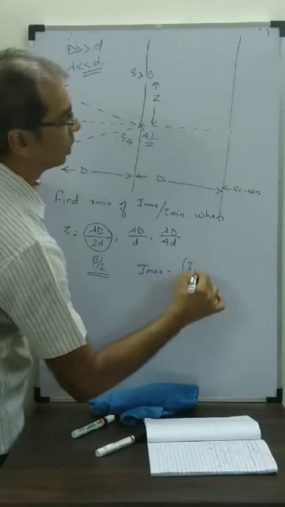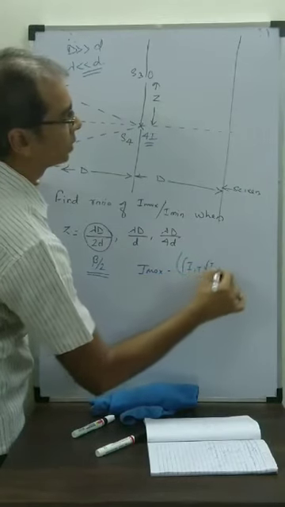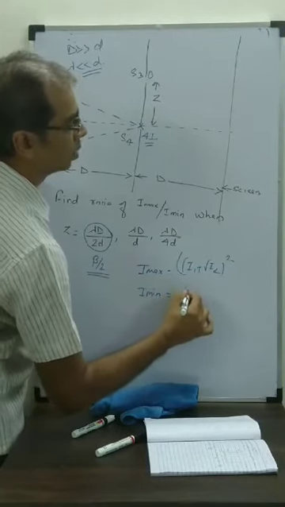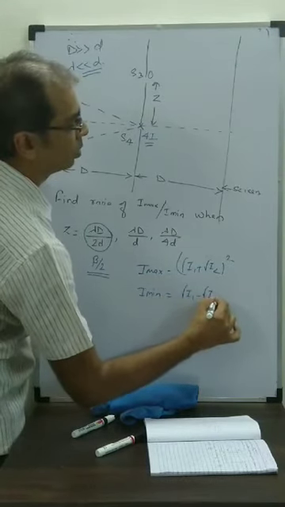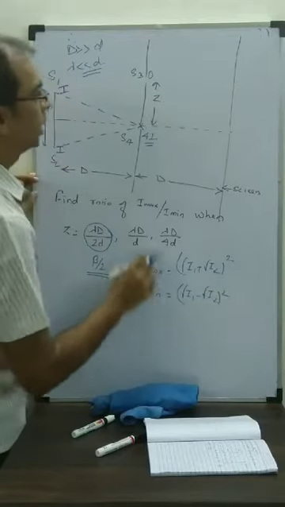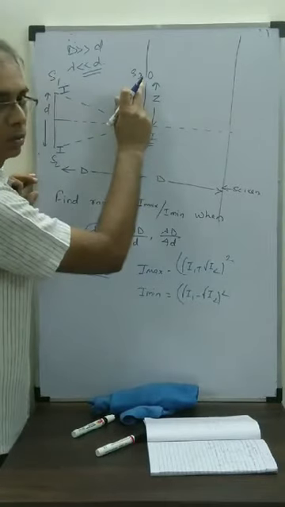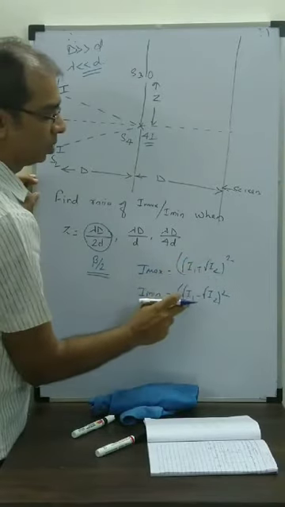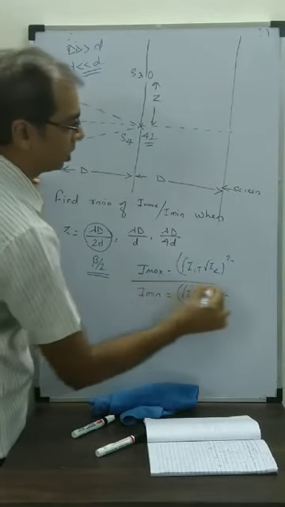I max is root I1 plus root I2 whole square. And what is I minimum? Root I1 minus root I2 whole square. Now I know that I1 is 4I but I2 is 0. So here also I am going to give 4I. This is 0. Here also 4I. Here 0. What will be the ratio?